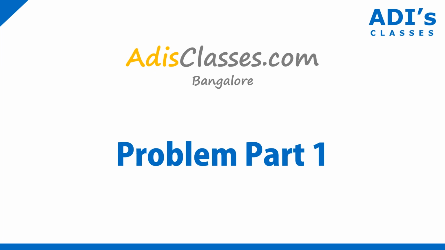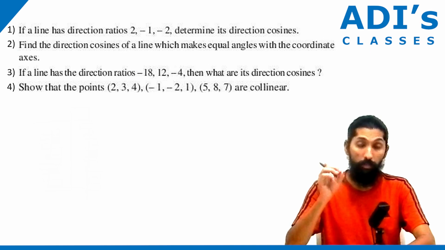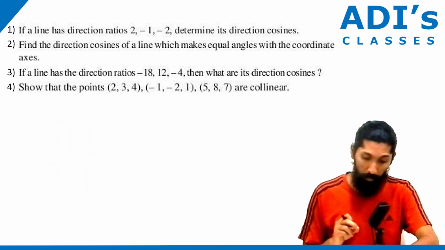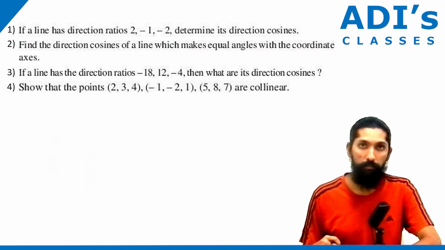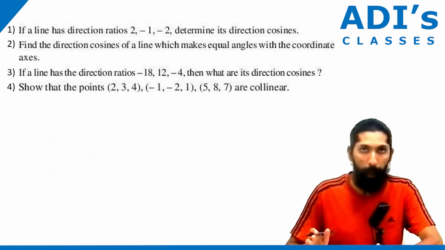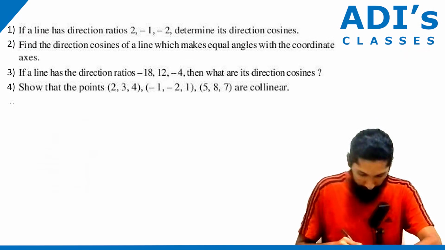Let's start with a few problems. See the first one. If a line has direction ratios of 2, -1, -2, determine the direction cosines. Direct application of formula. Okay, so the first one.